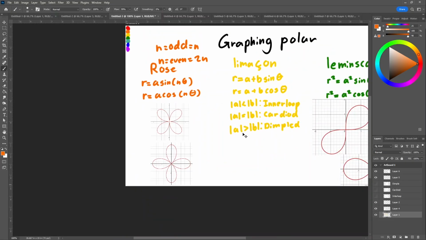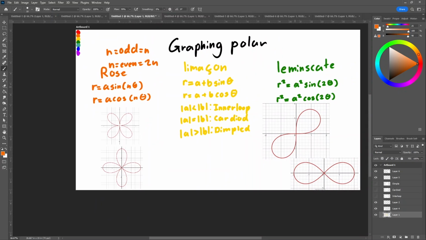The next graph that is important to know about is the limaçon. It's the cardioid. It kind of looks like a weird heart, I guess. That's like a really bad off-the-cuff limaçon, but you get what I'm trying to say. The equation is r is equal to a plus b sine theta, or r is equal to a plus b cosine theta. Some important rules to know: if the absolute value of a is less than b, then the limaçon becomes an inner loop, which has a graph that looks like this and is very distinct.